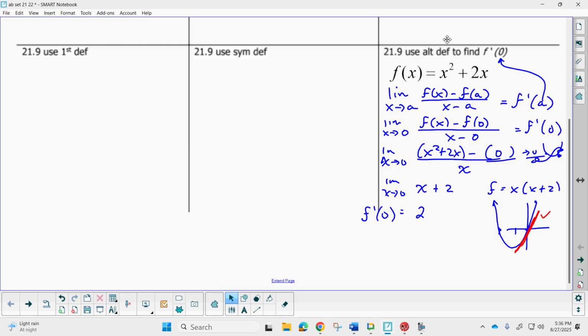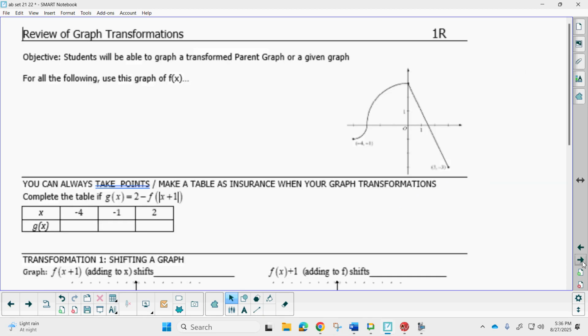Now, would you get out in front of you the notes for review of graph transformations? It should look something like this. I'll go through this fairly quickly. I will spend a little more time on the back because it's something you haven't seen before. And hopefully it will go well.